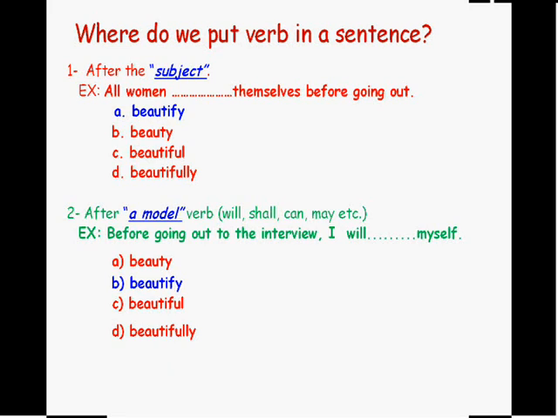Very good. Again, another example we can say is, I will study hard. So I have here the modal verb will and the verb study. Okay? So where do we put verbs in a sentence? In our first case, after the subject. And this is the example we have: all women beautify. And after a modal verb, and of course the modal verb is like will or can or may or might or ought to. We put the verb after them.